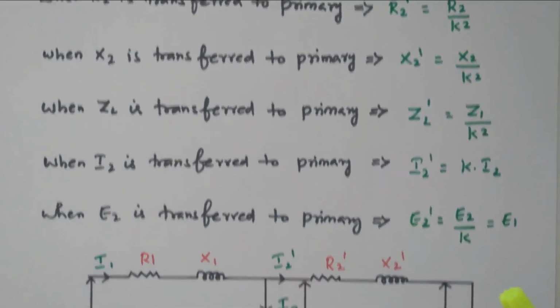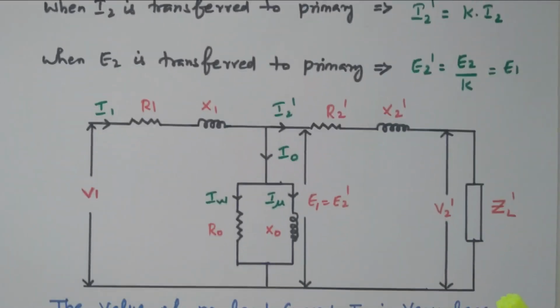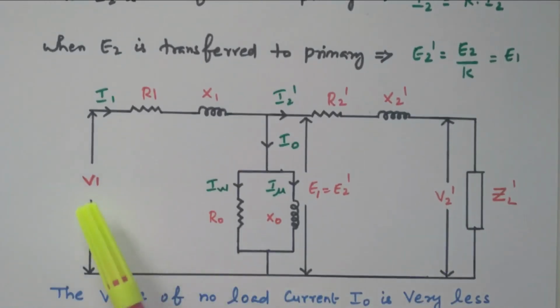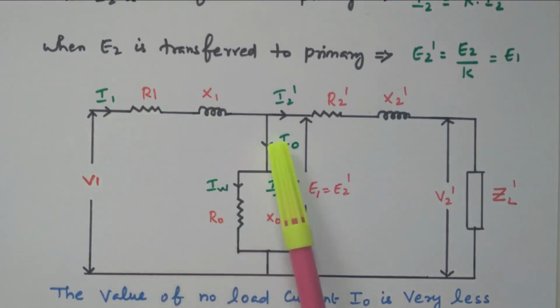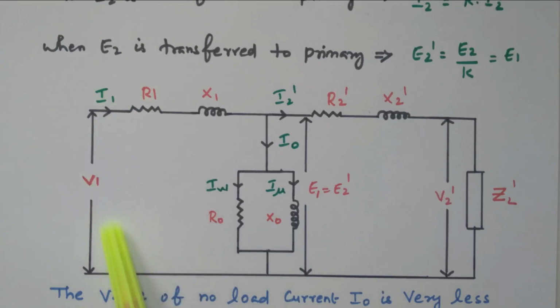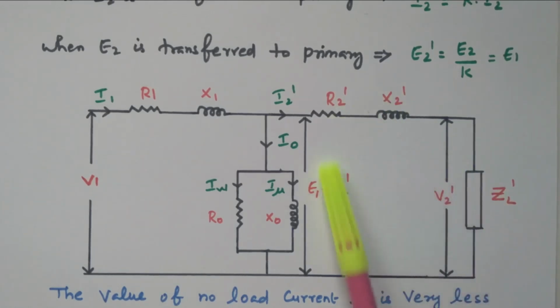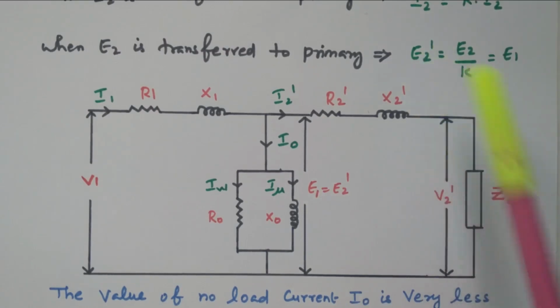So based on that we can redraw the diagram, redraw the equivalent circuit. So this is the applied voltage, this current I1, R1, X1, this I naught, all are available in the primary side. Now the secondary parameters also transfer to the primary. So what will happen? Automatically it becomes R2 dash, X2 dash, E2 dash, V2 dash, ZL dash. So this equivalent expression also we already calculated.